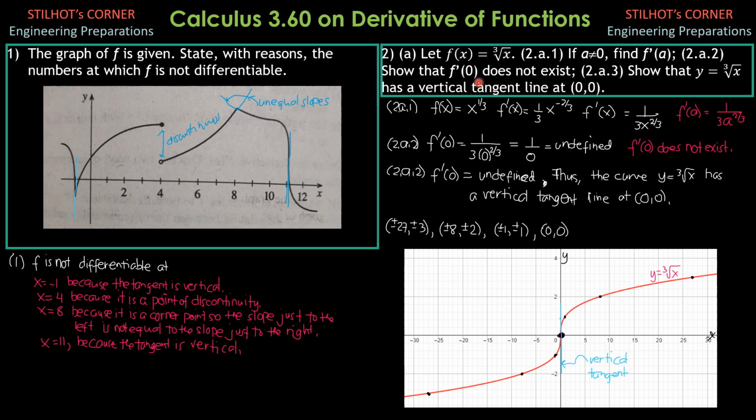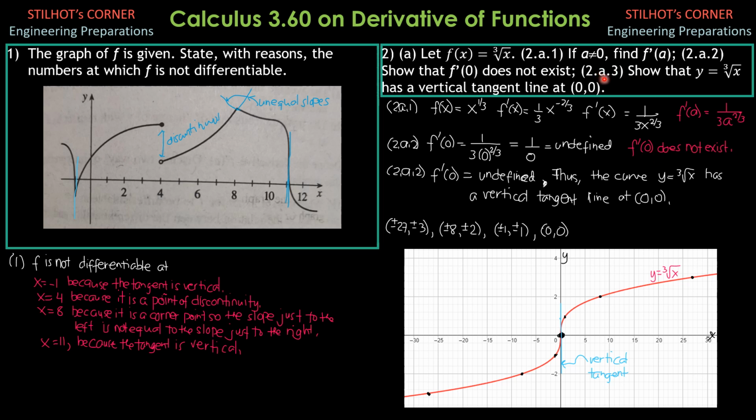2.a.2, we should show that f prime of x does not exist at 0. When x is 0, we have 1 over 3 times 0 to the 2/3. 0 to the 2/3 is still 0, times 3, it's still 0. So we have 1 over 0, and division by 0 is undefined. Therefore the slope of the tangent to the function at x equals 0, f prime of 0, does not exist.